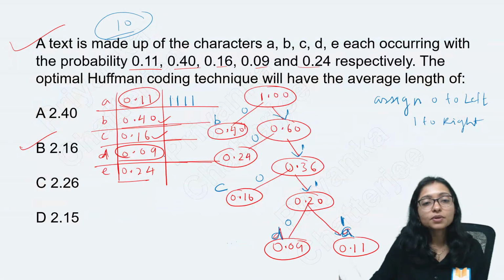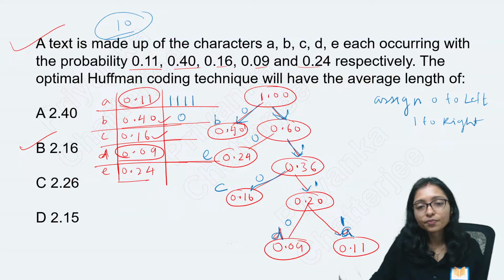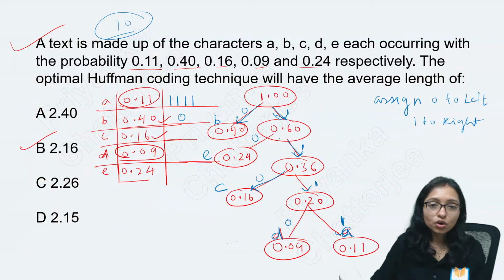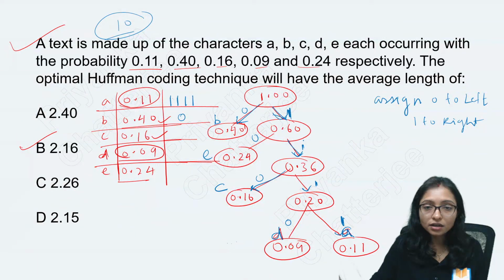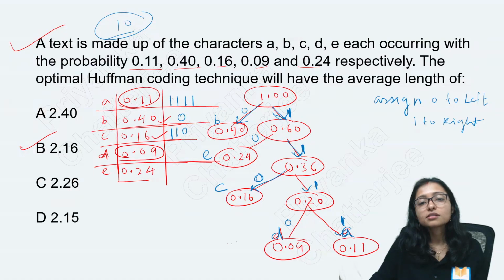0.40 means this is B. 0.24 means this is E. So ultimately, what is the code for B? Code for B is 0 because only here. Code for C, how are you coming to C? Here, then here, then here, right? So that's why the code for C is 1, 1, then 0. So it is 1, 1, 0.